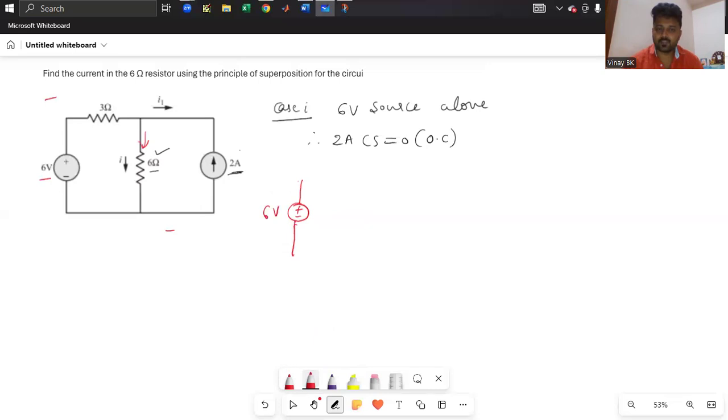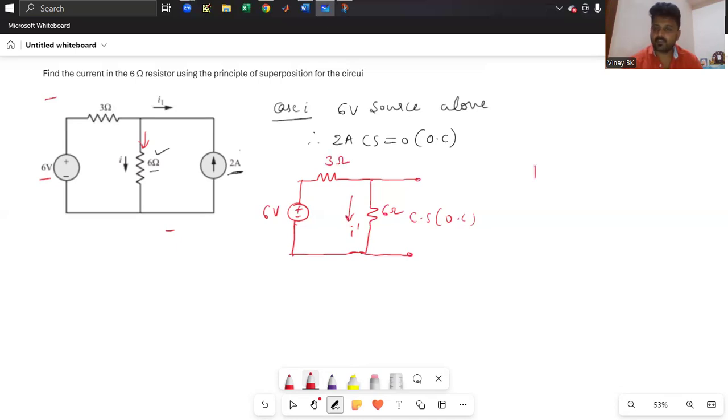You'll be having a 3 ohm resistor and a 6 ohm resistor, and the 2 ampere current source becomes zero. So that current source is open circuit. Whatever current flows through the 6 ohm resistor, I can consider that as I dash, or I1 or I2, whatever you want. And one more resistor is a 3 ohm. So now we need to find I dash.